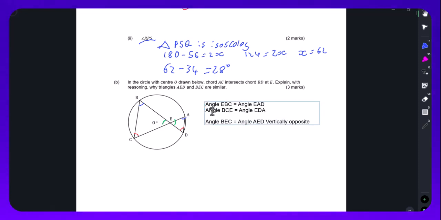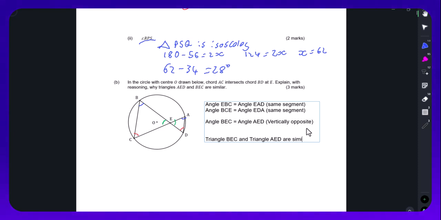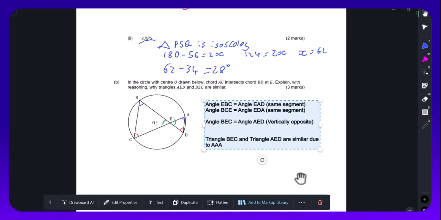So fairly straightforward, that one should be pretty clear. So we can call that same segment, and lastly you will need a summary at the end. So something along the lines of: both triangles, triangle BCE, I'll write it as per the question, BEC, and triangle AED are similar due to angle. And that will be all you need for that one.